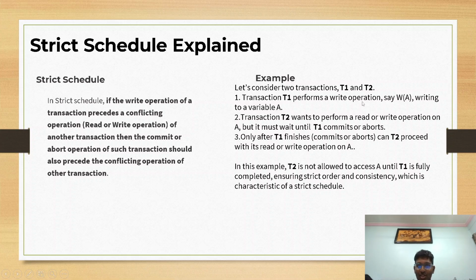Only after T1 finishes, either T1 will commit, meaning the transaction is completed, or abort, meaning the transaction is cancelled. Then only T2 proceeds with its read or write operation on A. In this example, T2 is not allowed to access A until T1 is fully completed, ensuring strict order.